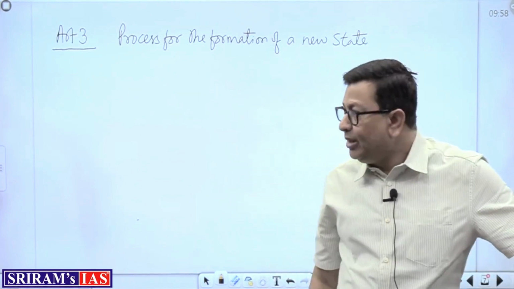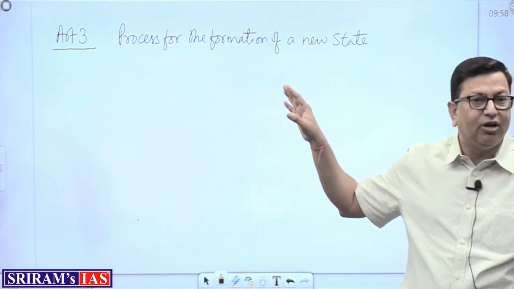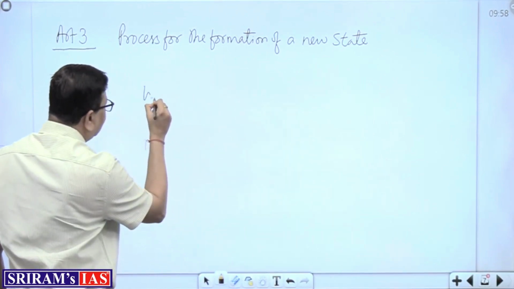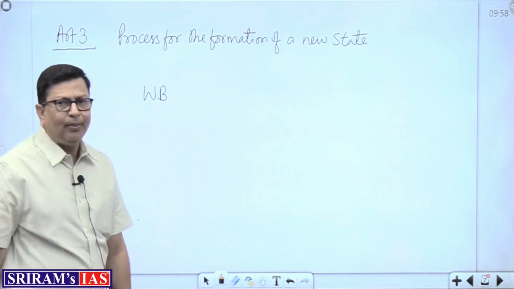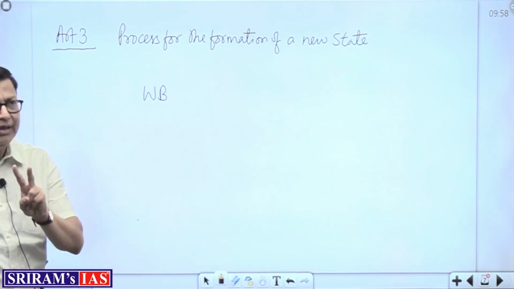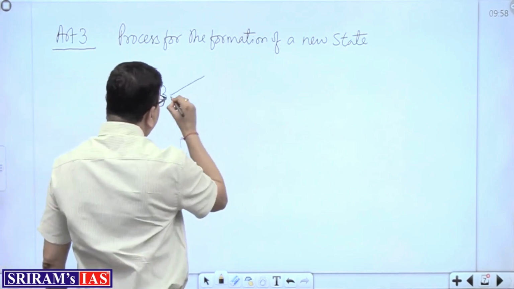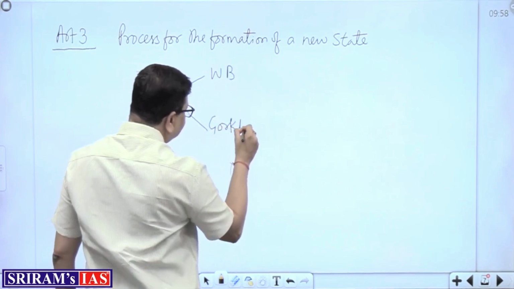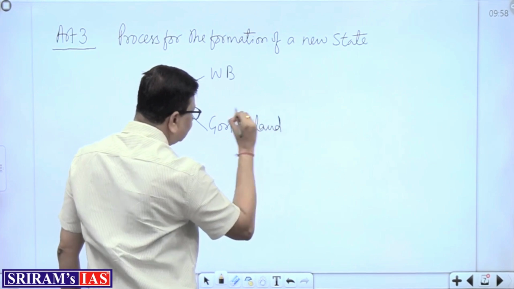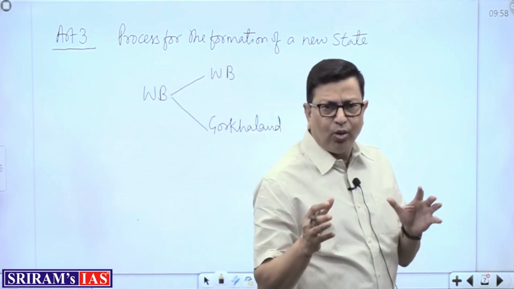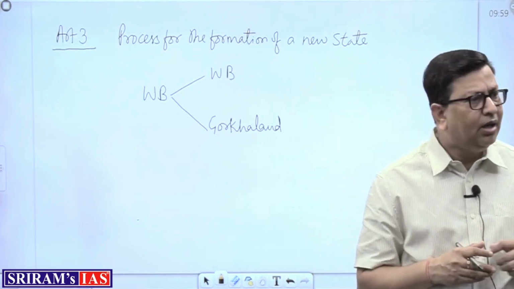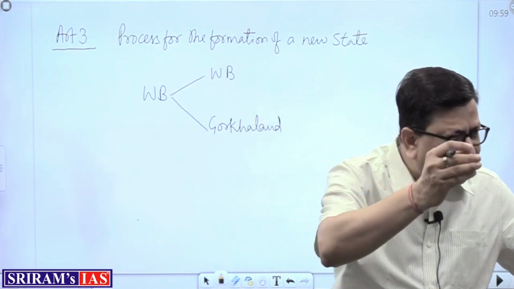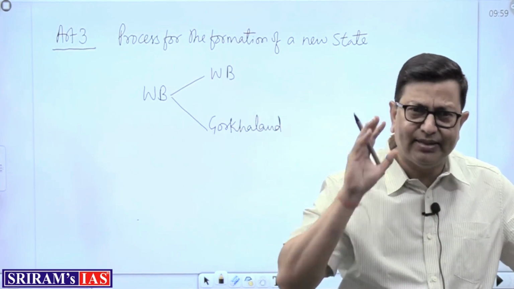Now, coming to a bill for the formation of a new state. Suppose West Bengal is to be divided into two parts, that is West Bengal and Gorkhaland. How will Gorkhaland be created? Look, the demand can be from any sector. It can be from the people, it can be a political demand, whatever it is.